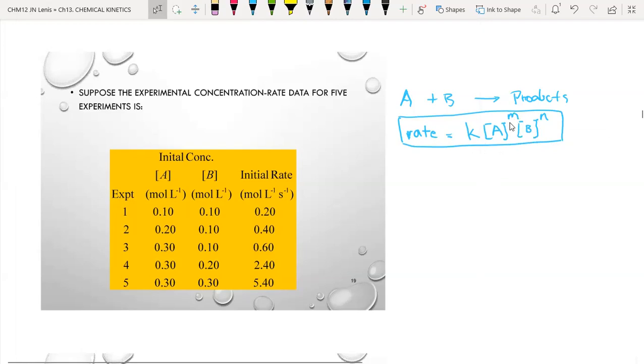Now, we're going to find this. In this reaction, we have only two reactives, A and B. Therefore, we express the rate in terms of the concentrations of A and B. Remember, the rate law is represented in terms of the change of concentration of A and the change of concentration of B over time.